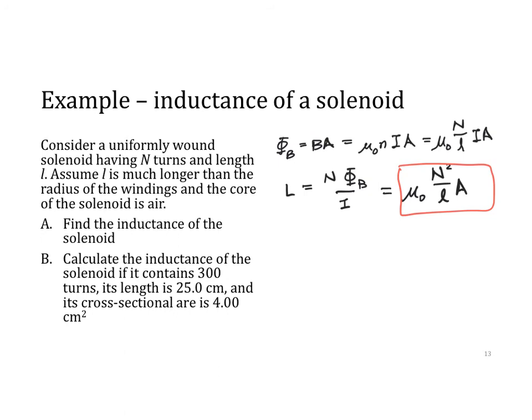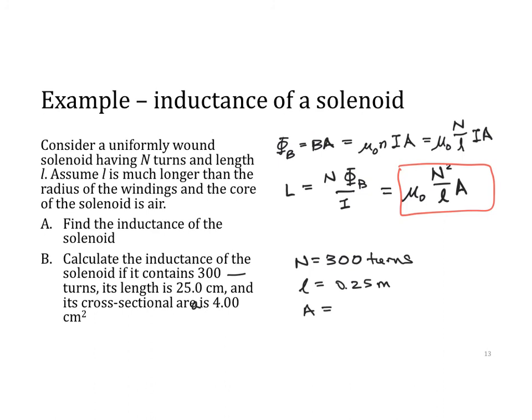Then it says, calculate the inductance of the solenoid if it contains 300 turns, its length is 25 centimeters, and its cross-sectional area, that should say area, is 4 centimeters squared. So what is this telling us? 300 turns, that's giving us N. Length is 25 centimeters. I'm going to switch that to SI units of meters. And we want to talk about its cross-sectional area, so they gave us an area.